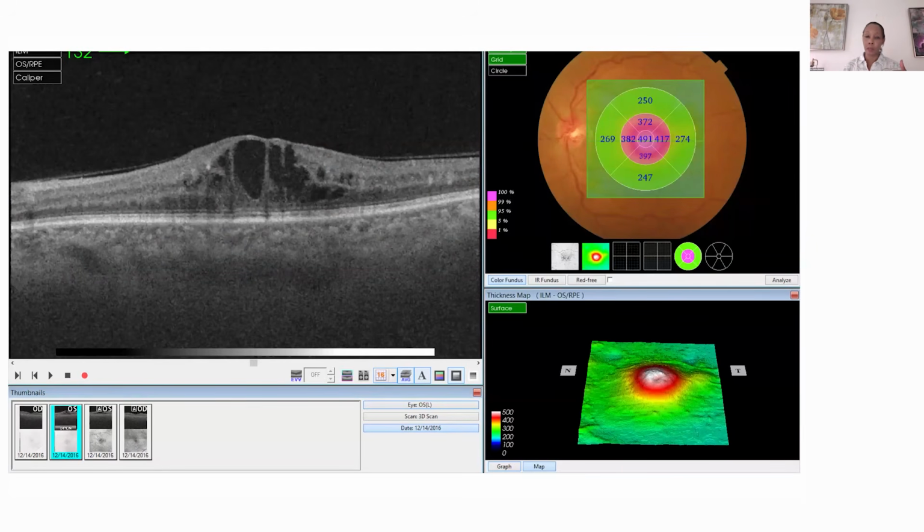This is a B scan of the OCT of the retina in the foveal area, and that can give you more added information as to what is going on in the retina, and not only thickening of the retina, but what else is going on in the different layers of the retina.